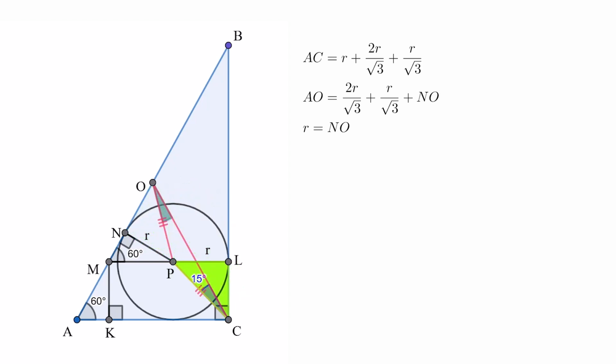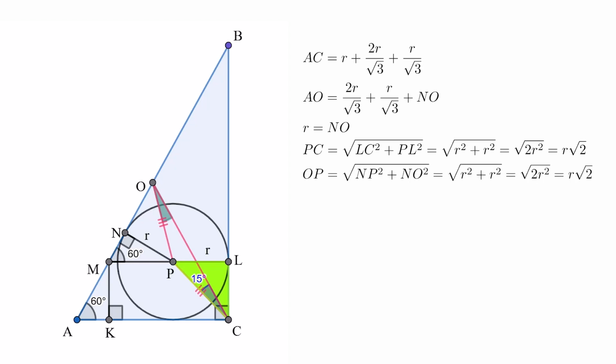By the Pythagorean theorem, PC equals the square root of LC squared plus PL squared, which equals r square root of 2. Similarly, OP equals the square root of NP squared plus NO squared, which also equals r square root of 2. We have just proven that PC equals OP. Therefore, triangle PCO is isosceles, and angle POC equals angle PCO, which is 15 degrees.